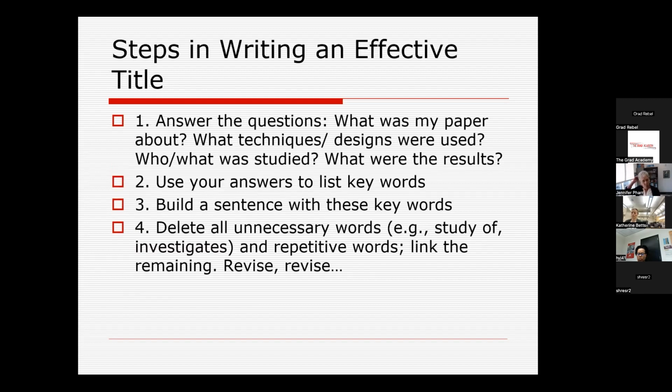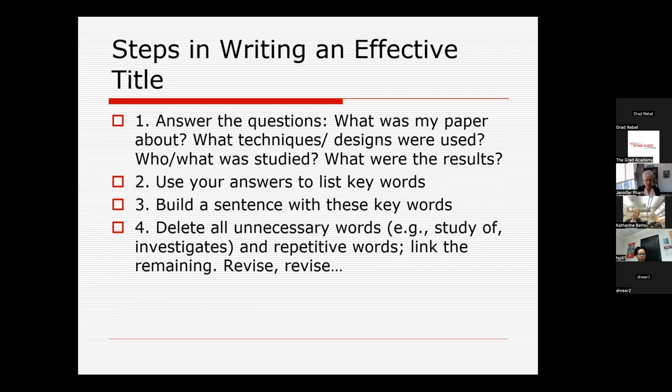Something that I do with my students in technical writing, and whenever I'm writing a paper, and with my students that I'm mentoring for their thesis or dissertation, is I have these steps to writing an effective title. I'm happy to share these slides through the graduate college if you would like them. You want to ask yourself these questions and write down the answers. So what was my paper about? What techniques or designs were used? Who or what did I study, and what were the results? So you write out the answers to these 4 questions.